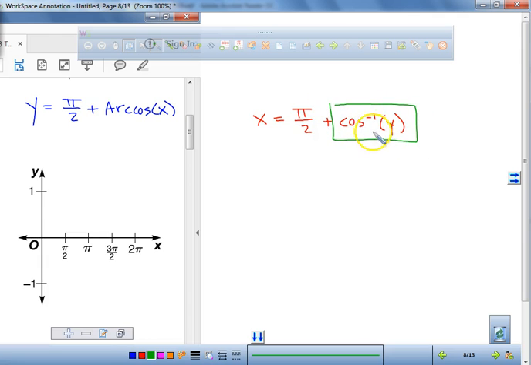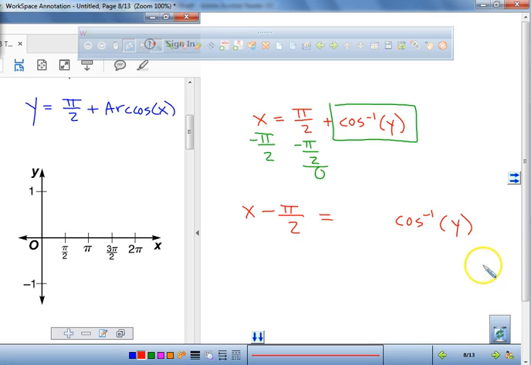We have to isolate this. All right, the best way to isolate this inverse of cosine is to take away a pi over 2 and take away a pi over 2. That zeroes this out. On the left-hand side, what you're left with is this. You're left with x minus pi over 2 equals the cosine of negative 1 times y, which is the inverse of cosine.